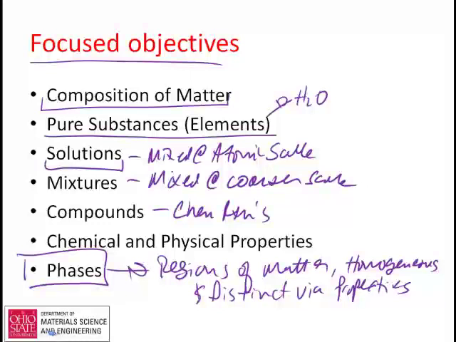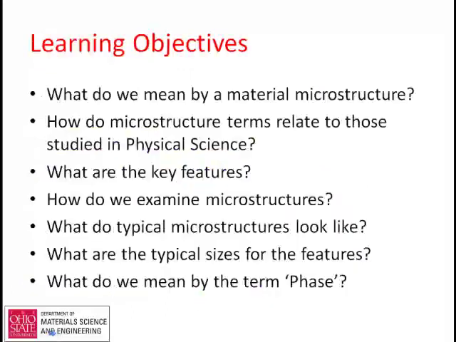And through that, what we're going to do is show you what material structure really looks like, the stuff that we use all the time. So the objectives here, we want to say, what do we mean when we talk about material structure? And material structure we care about is really all at the micro scale, so we talk about microstructure. How do microstructure terms relate to those terms that we care about in physical science? We'll bring it back to that.